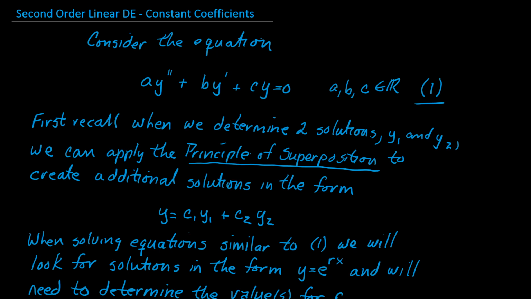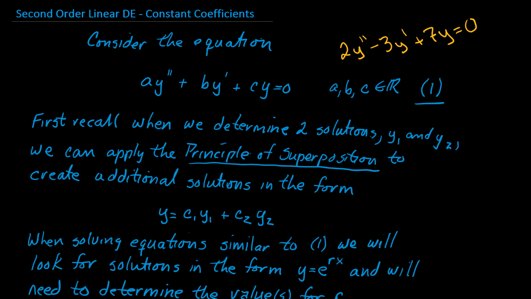Okay, so we're going to be working with equations that look like this. An example of something like this, I'll just make up something, might be 2y double prime minus 3y prime plus 7y equals 0. Homogeneous means equals 0. So that's an example of something like we're going to be looking at.